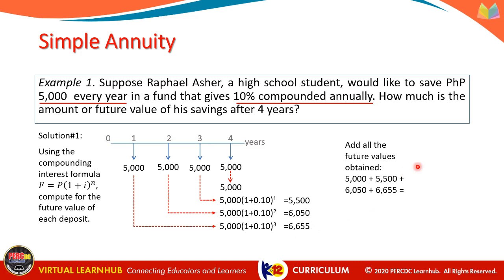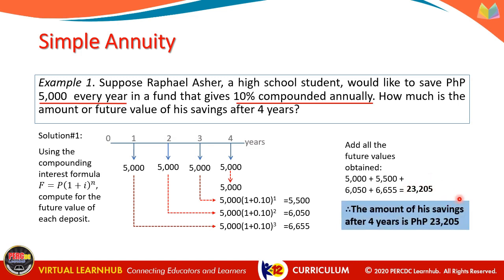Now, let us just add all the values obtained from this step. 5,000 plus 5,500 plus 6,050 plus 6,655, that is equal to 23,205. Okay? Therefore, the amount of his savings after 4 years is 23,205. Okay?